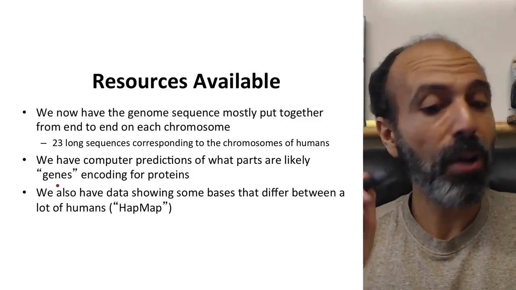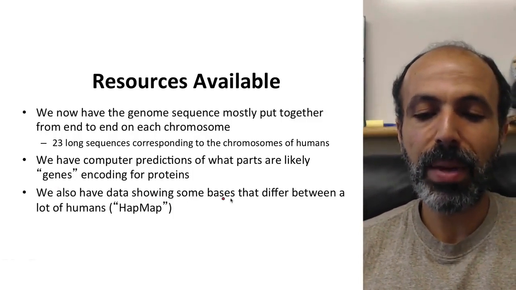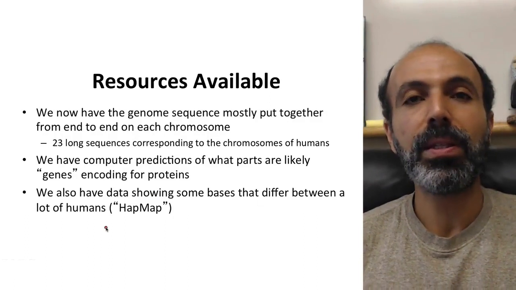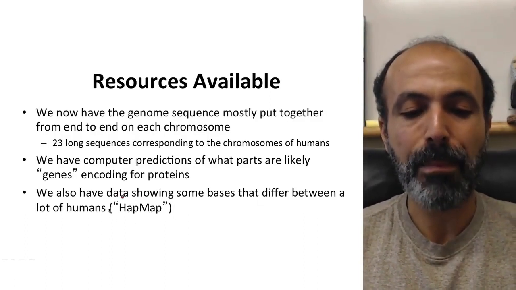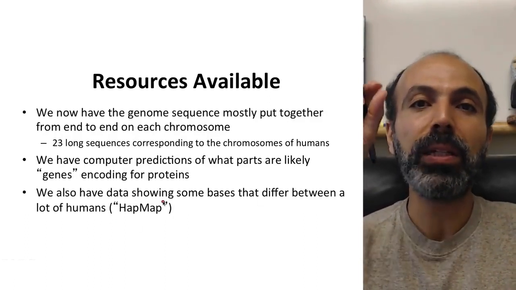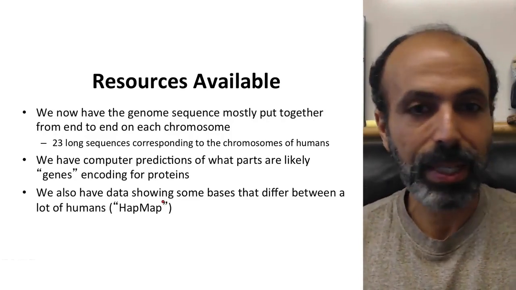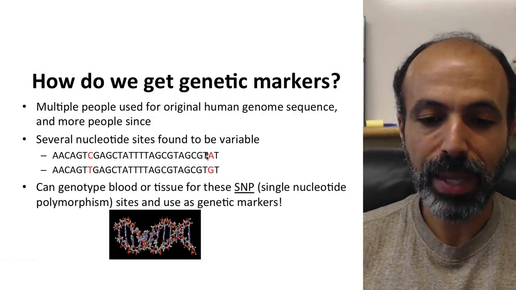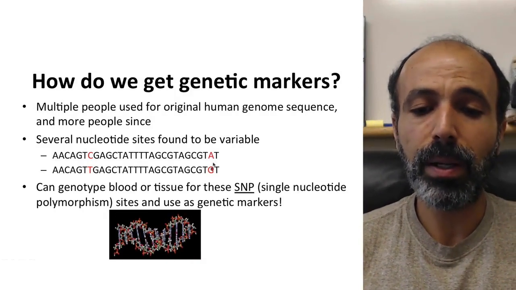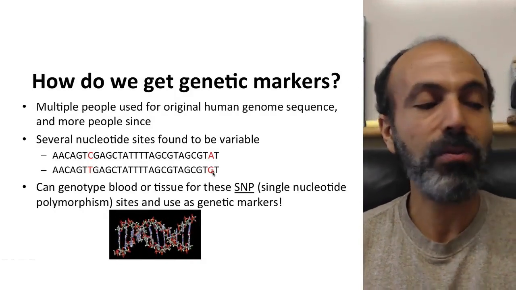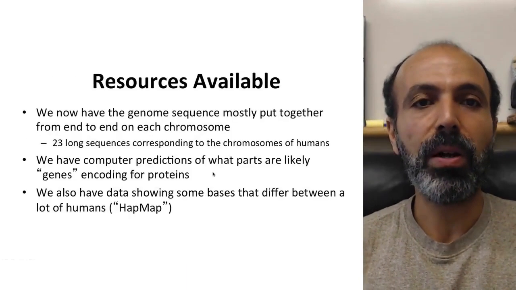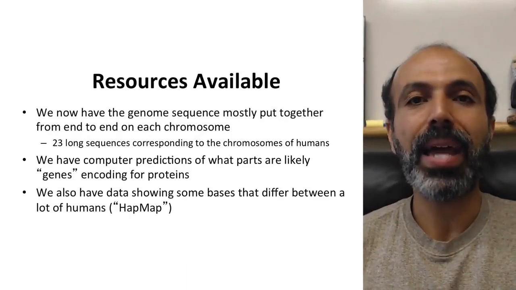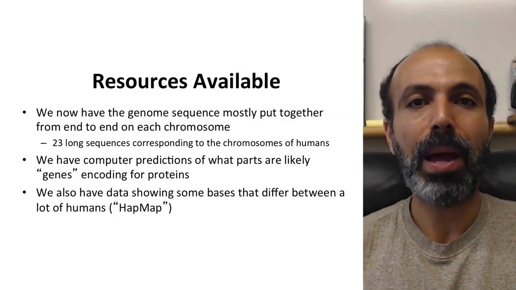And last, but far from least, we have data showing some bases that differ between a lot of humans. This is referred to as the HapMap project, where we know a lot of particular sites in the genome, just like in the previous slide. Let me go back one. Just like in the previous slide, we have a lot of these mapped out, where you know some individuals have A and some individuals have G. So a lot of those are known, and we can leverage this last set as genetic markers for mapping diseases.